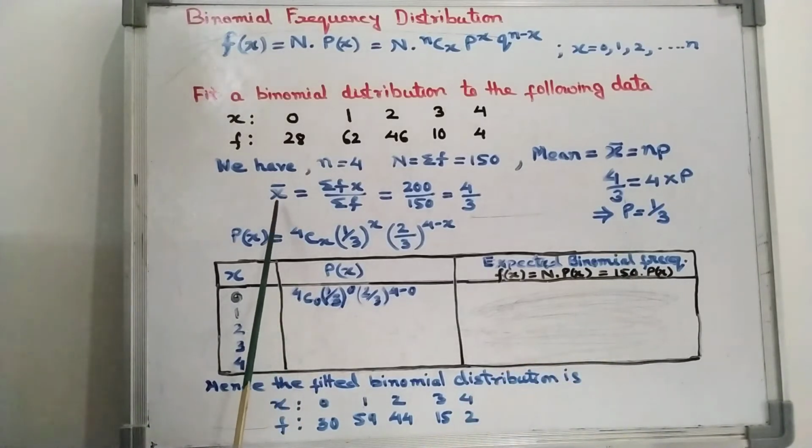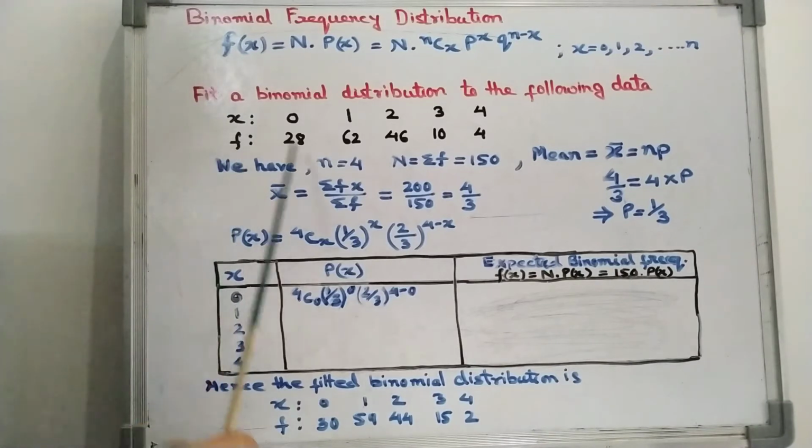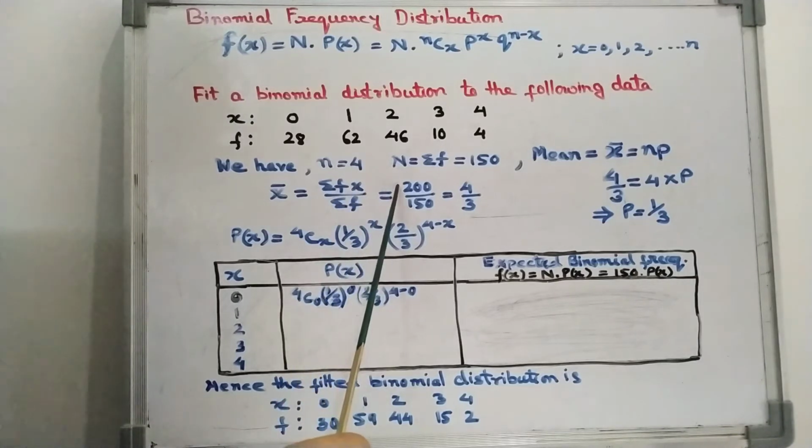Now how do we find x bar? We know this is a discrete frequency distribution. The formula is summation of fx by summation of f. So here summation of fx is 200 and summation of f is 150. After solving we get 4 by 3. So our x bar is 4 by 3.